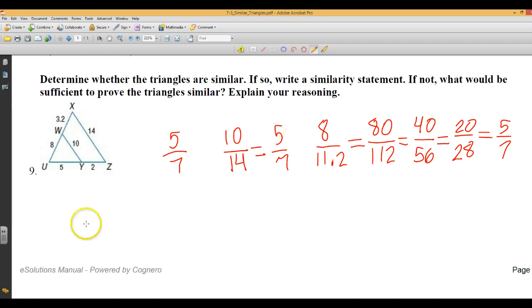So all the corresponding sides are proportional, which means that the two triangles are similar by side-side-side. So we just need a similarity statement. So triangle UWY is similar to triangle UXY or UXZ, and that's by side-side-side similarity.